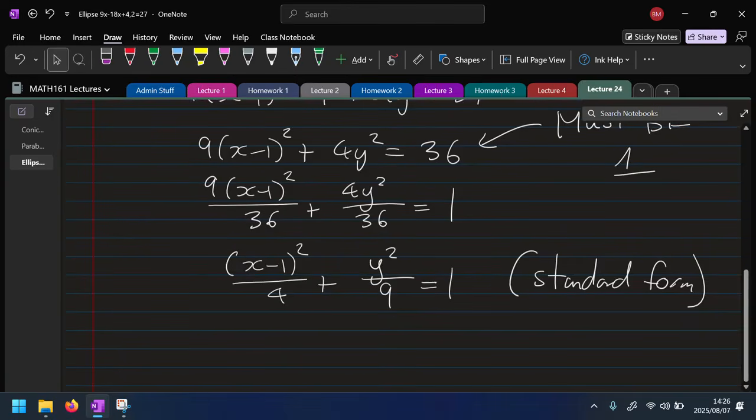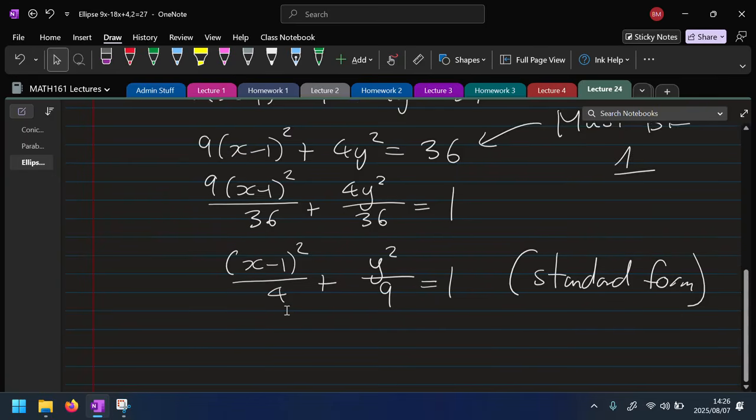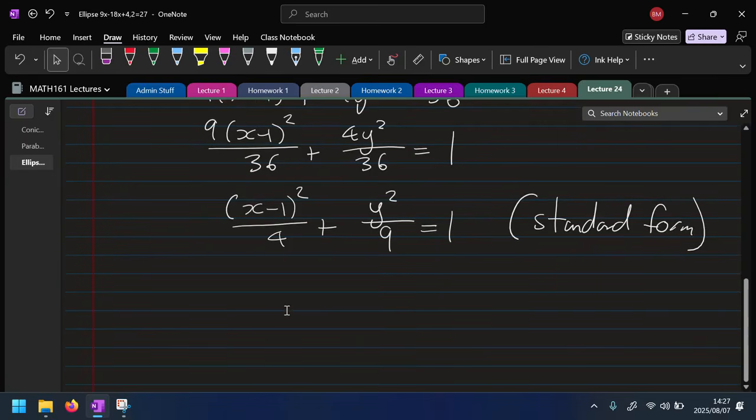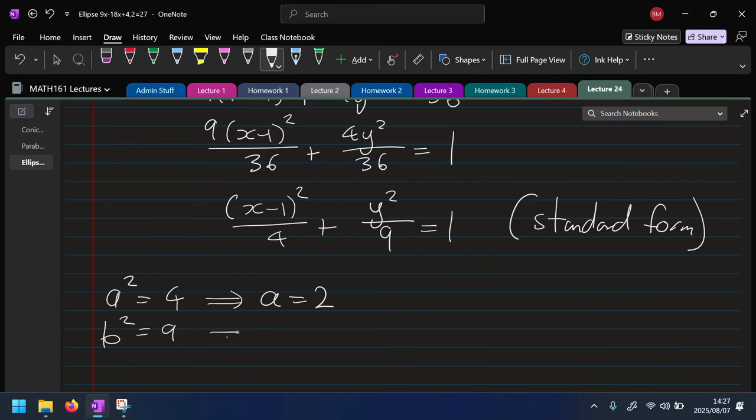Once it's in standard form, we can then continue finding the vertices, focal points, and then we can sketch this. So the number underneath the x there, that will be our a squared. So a squared will be 4, so a will be 2. Remember, whatever number there is squared, it's a squared at the bottom. And then for y, that's going to be b squared. So b squared is 9, so b is 3. Again, those numbers are squared.